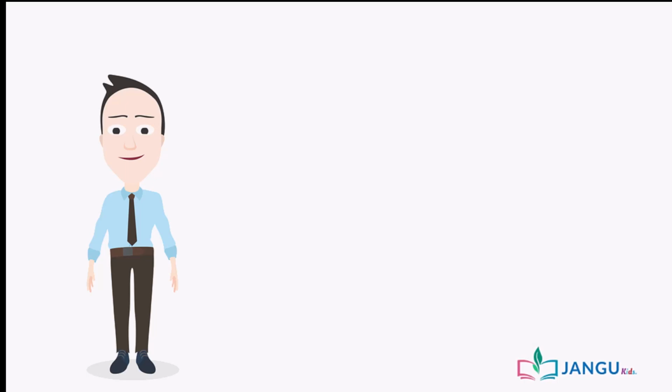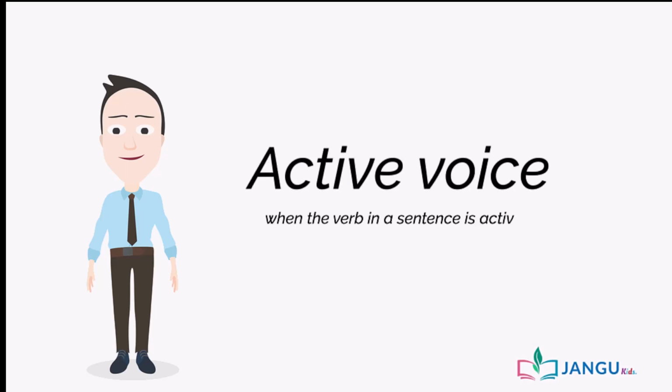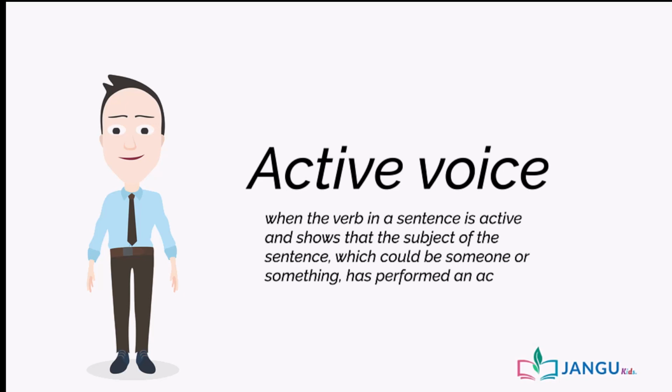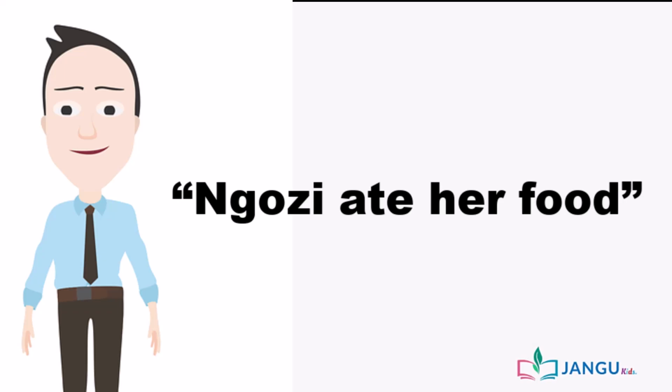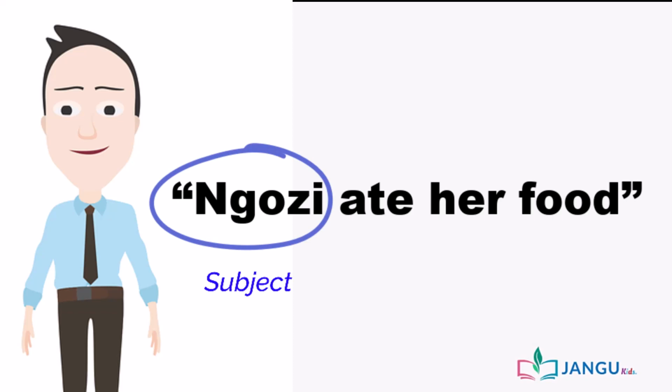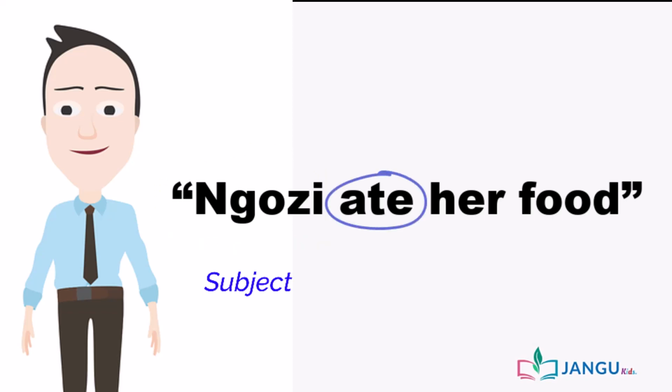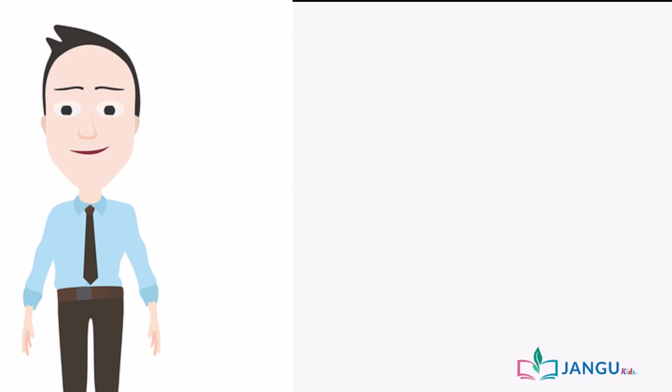1. Active voice is when the verb in a sentence is active and shows that the subject of the sentence, which could be someone or something, has performed an action. For example, in this active voice sentence, Ngozi ate her food. You can see that the subject of the sentence, which is Ngozi, came before the verb ate in the sentence. Therefore, it can be said that the subject of the sentence performed an action.